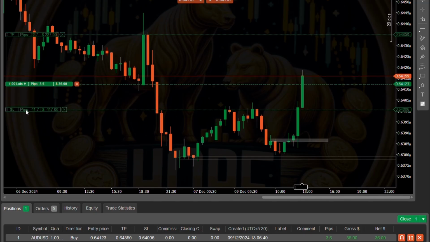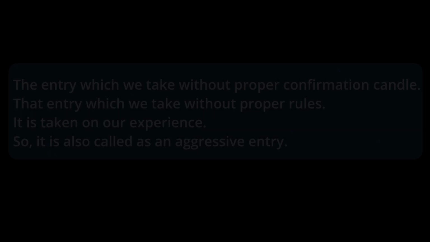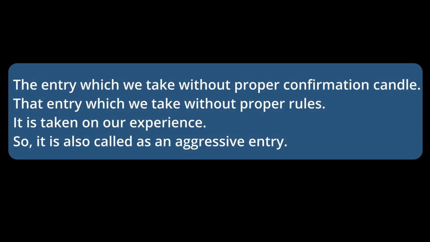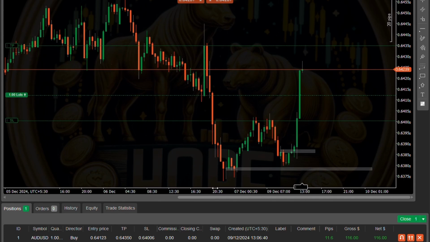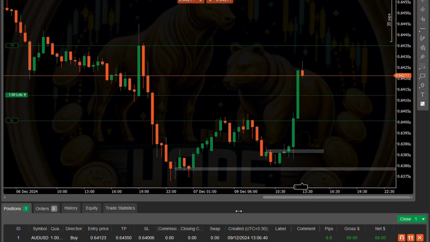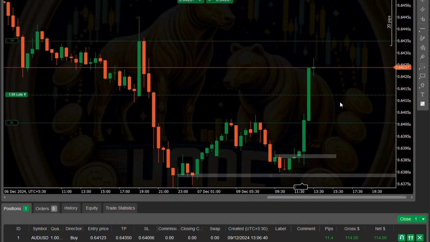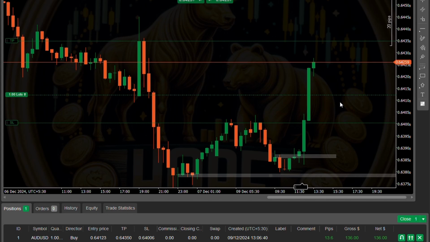What is an impulse entry? Impulse means the entry which we take without proper confirmation candle. That entry which we take without proper rules. It is taken on our experience. So it is also called an aggressive entry. Here the impulse entry is divided into so many types. That was an advanced concept. We will discuss that later. So let's discuss the theory behind the impulse entry.